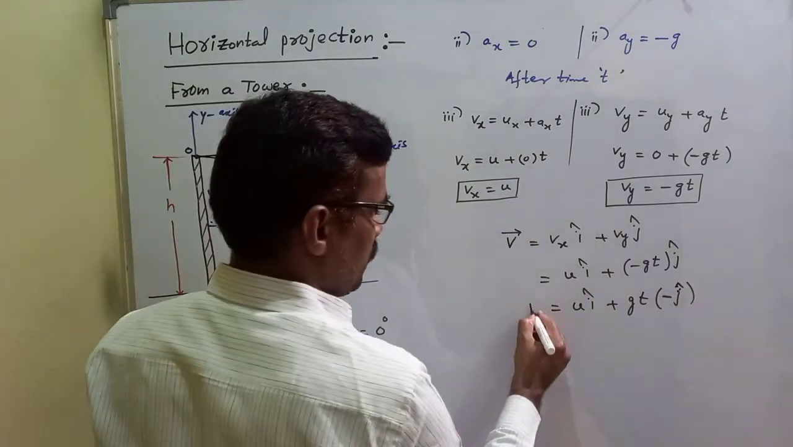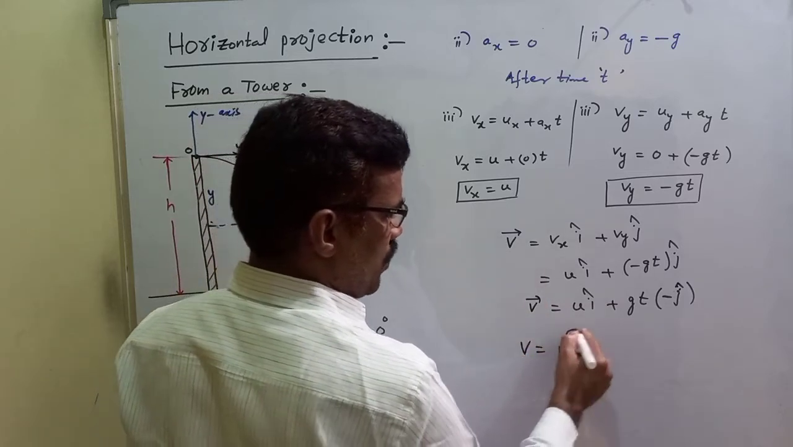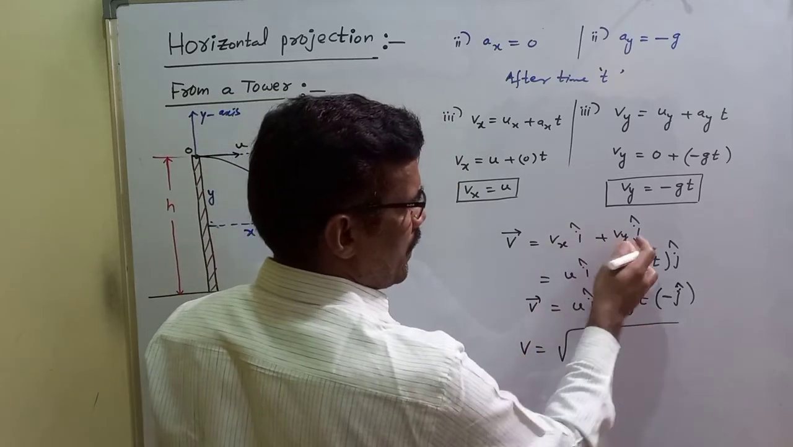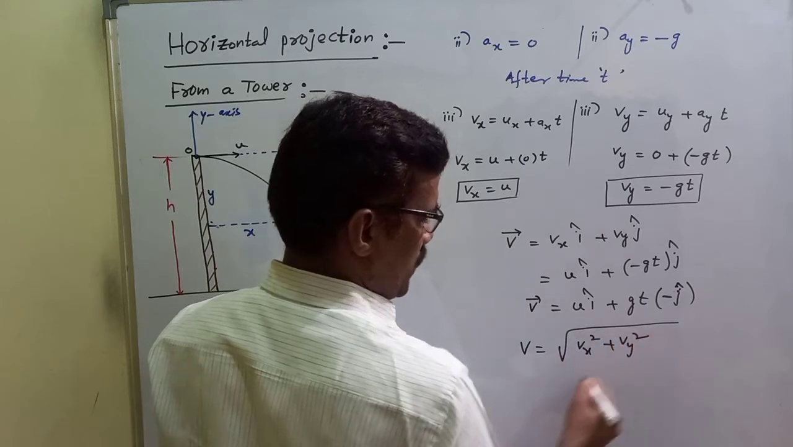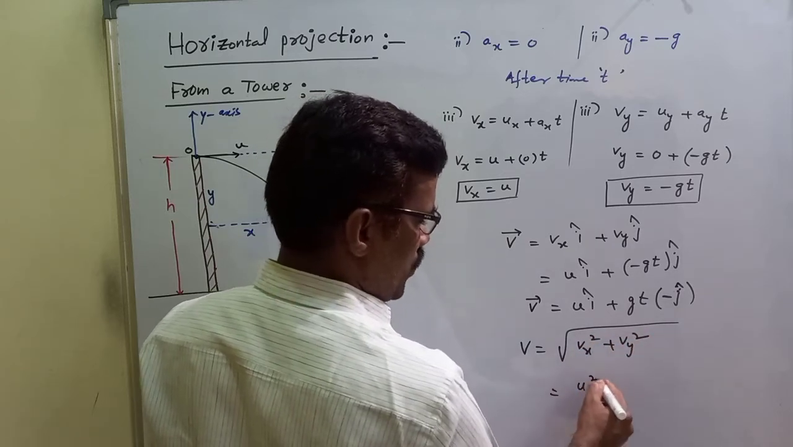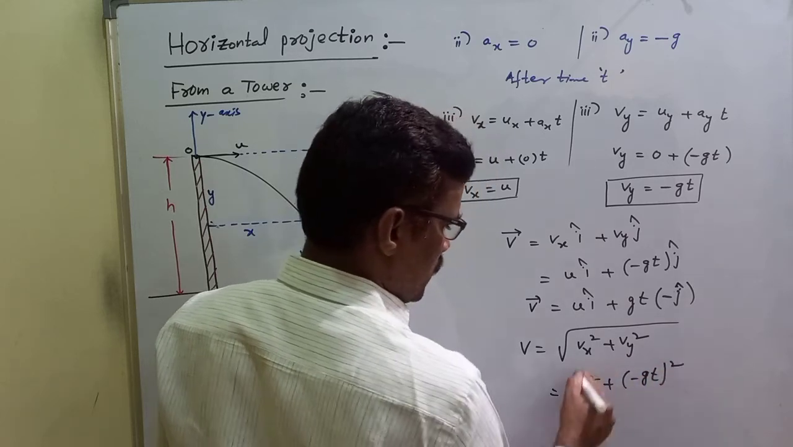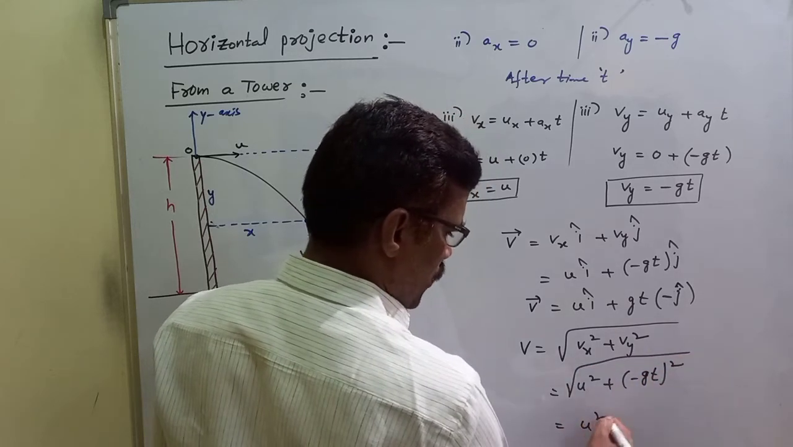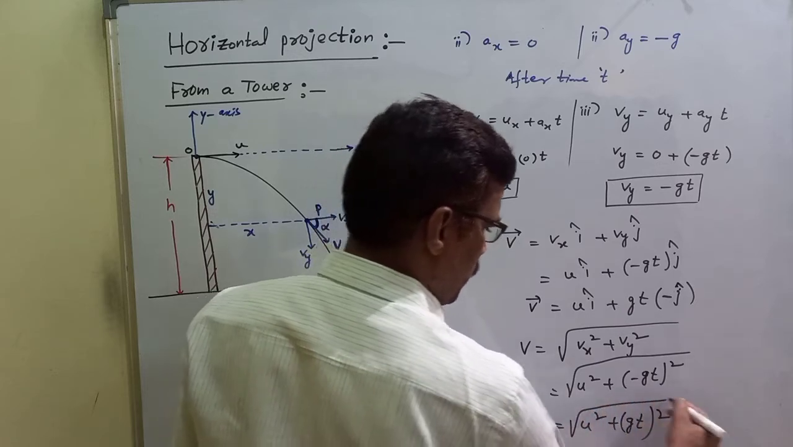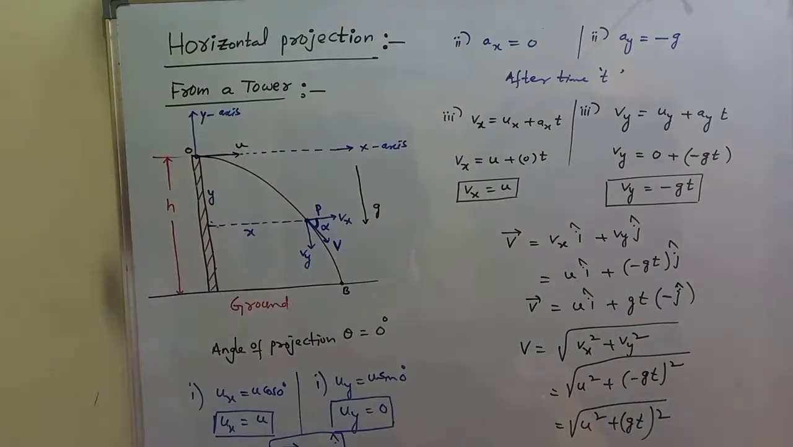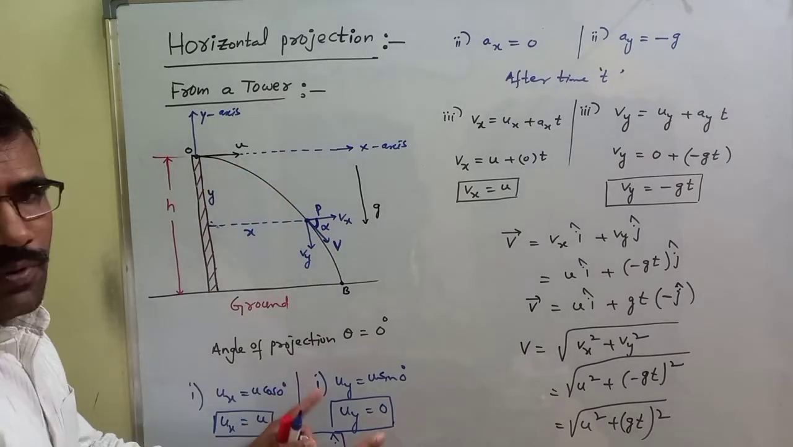Now I want its magnitude. The magnitude is the root over these two, since they are perpendicular to each other. V is equal to root of Vx square plus Vy square. Vx is u square, and Vy is minus gt whole square. Similarly, here it is u square plus gt whole square. This is the velocity of a projectile after t seconds. So all of you write it better.